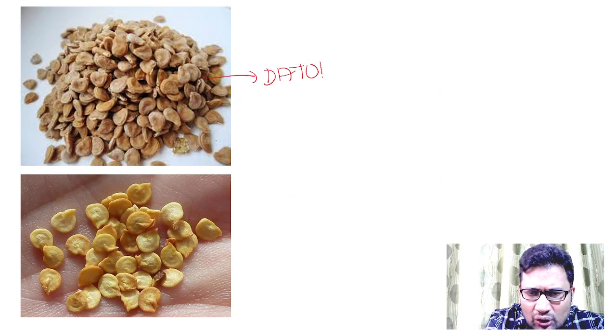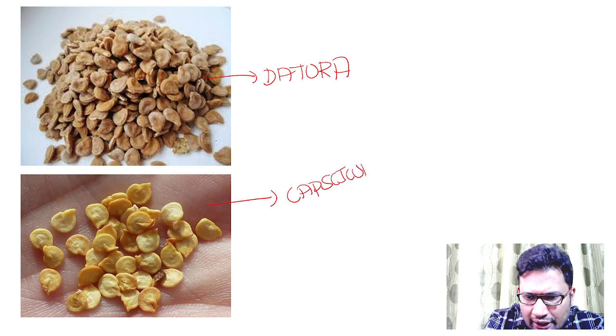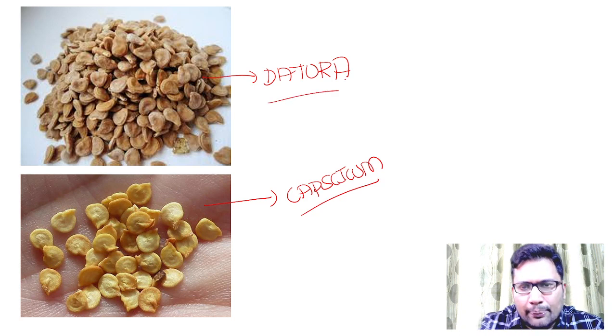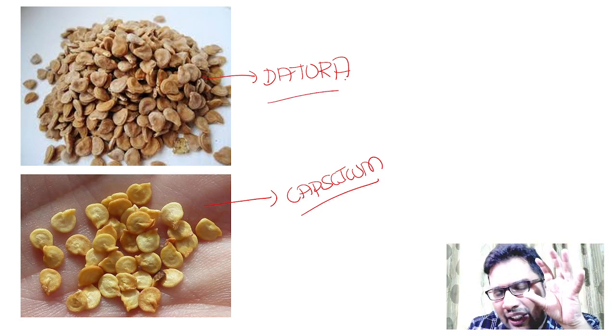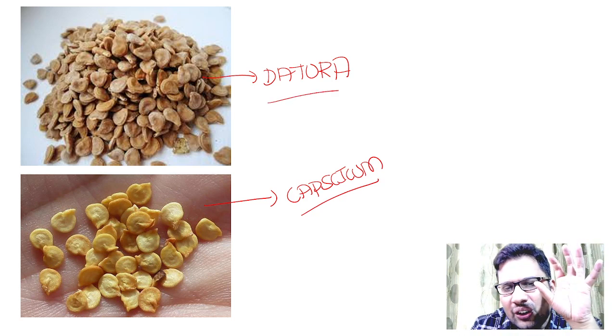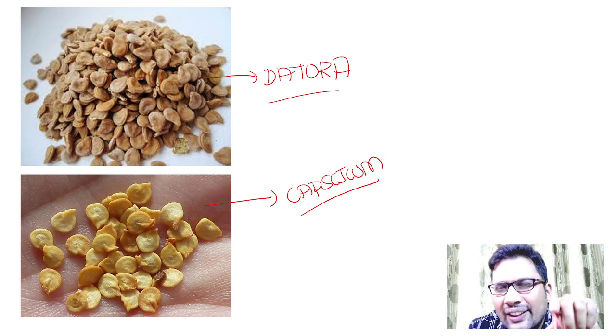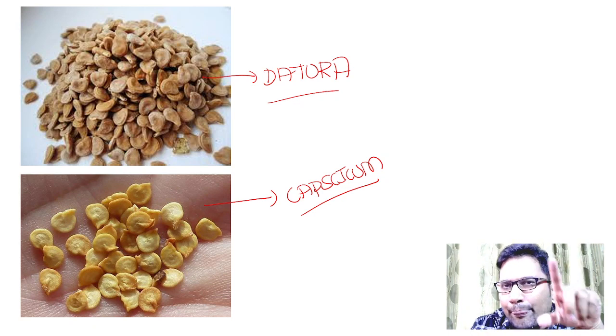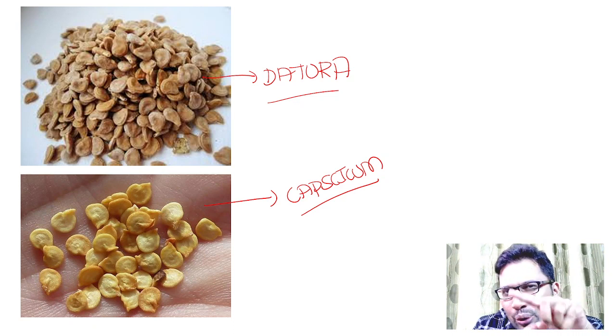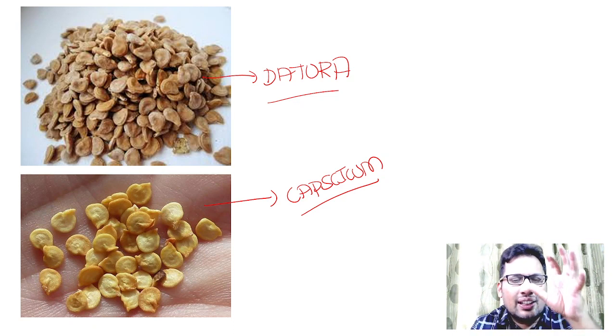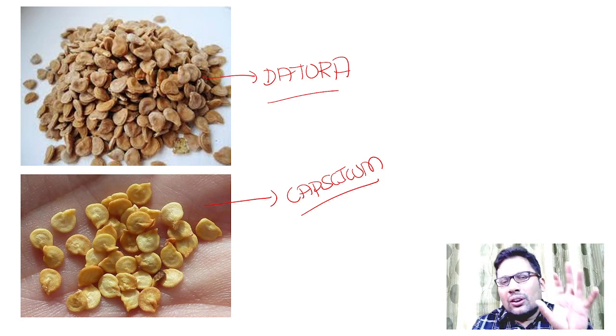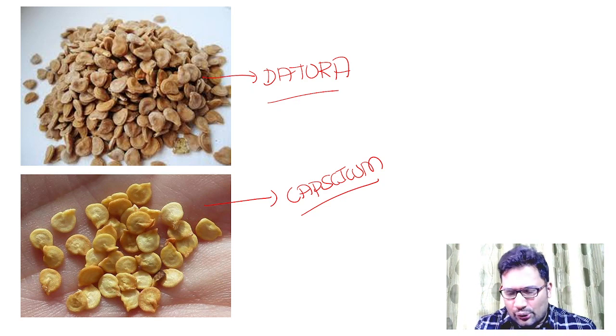So this is datura seed and this is capsicum seed. Remember, datura seeds are double-edged, capsicum seeds are single-edged. Datura seeds are somewhat kidney shaped and brown in color, but capsicum seeds are yellow in color and usually round. Datura seeds are mixed with the capsicum. So these two images you must know.